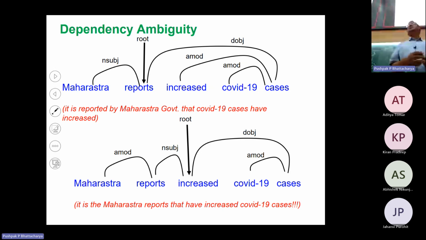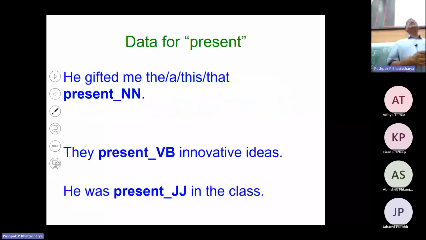Now, I'll present to you the actual difficulties faced in creating a rule-based part-of-speech tagger, and why part-of-speech tagging definitely moved to data-driven solutions. Look at these sentences: He gifted me a present. They present innovative ideas. He was present in the class. So the word present appears with three parts of speech in the three sentences.